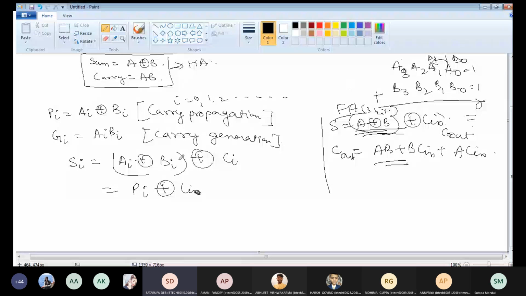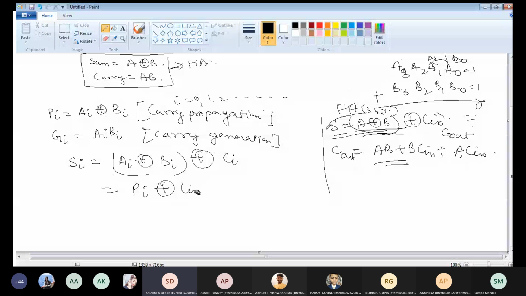If I change it, AI XOR BI, you are just giving the suffix, nothing else, because you can take more than 4, 5, 6, 7, 8. That's why I have written it this way. Instead of S, I am writing SI, instead of A and B, I am writing AI and BI, and instead of C in, I am writing CI. Is it clear now? Yes, ma'am.